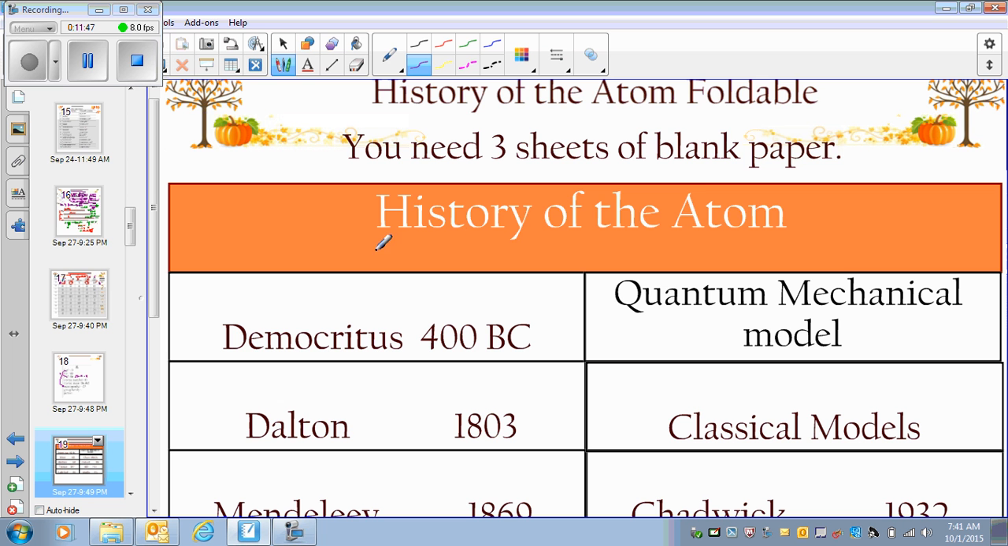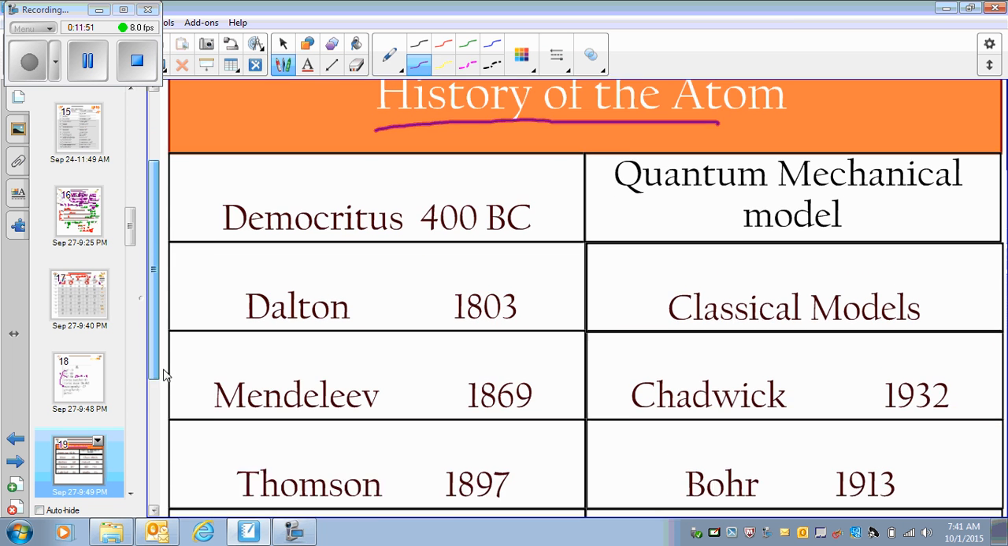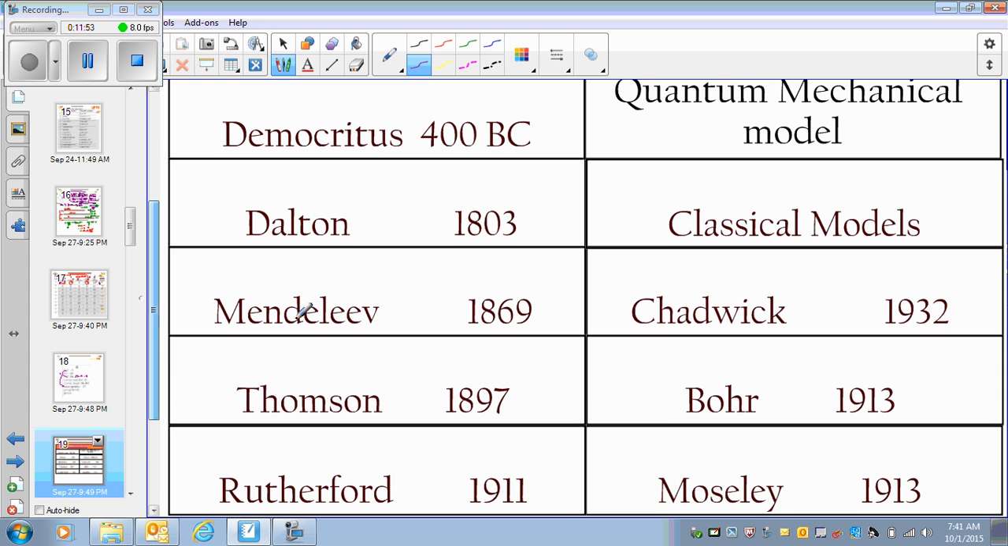You can write the title on the top, the history of the atom, then fold it in the middle in a way so that you can have different scientists on the sides. You don't really need to memorize the year, but you can talk about the scientist. So let's get going from here.